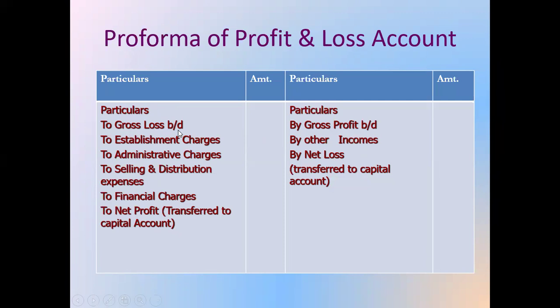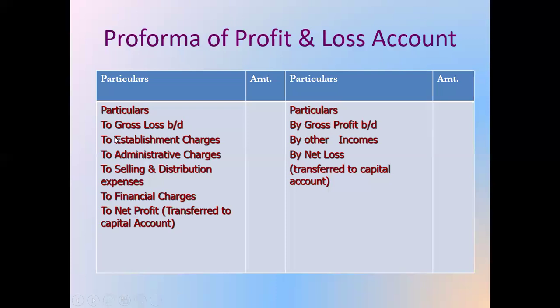It means the loss that arose because of the trading account. Whatever loss the trading account is showing, we mention it here with b/d, which means brought down. So the trading account's gross loss is transferred to the debit side of the profit and loss account. If the trading account is showing gross profit, it is transferred to the credit side of the P&L. That's why we have mentioned b/d here, which means brought down.